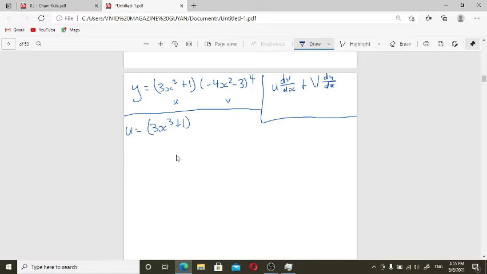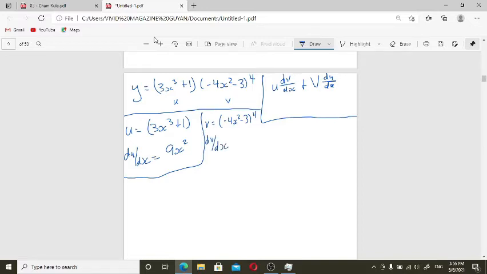So whenever you do that, your very next step would be to write out what du dx is. So du upon dx is going to be the differentiation of this, which is going to be 9x squared. So that is u. Now v is equal to minus 4x squared minus 3 raised to the 4th.